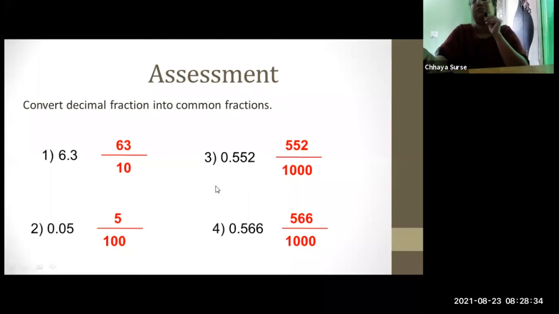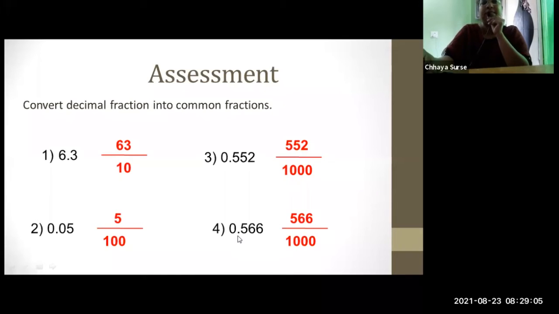In the third example, 0.552. So the decimal places are 3 digits. How many decimal places? 3. That's why we have taken 3 zeros with the 1, 1000. And the number is as it is, 552 upon 1000. Clear?